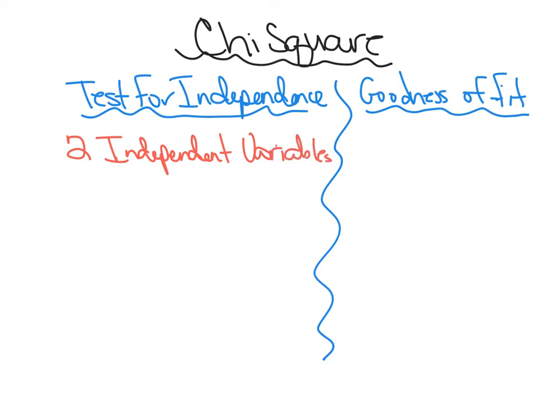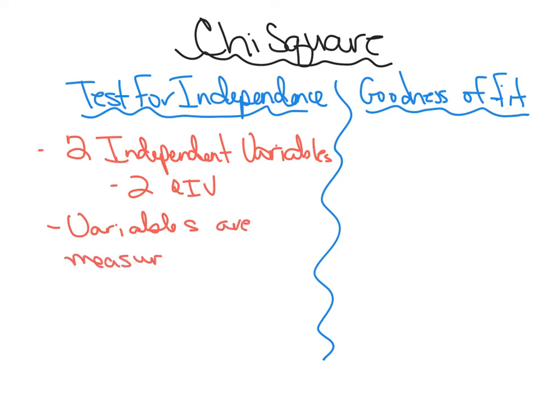So basically, like if we're looking at personality type, type A versus type B, as well as gender, male or female. Now we have two independent variables. And secondly, those variables are measured in frequencies.